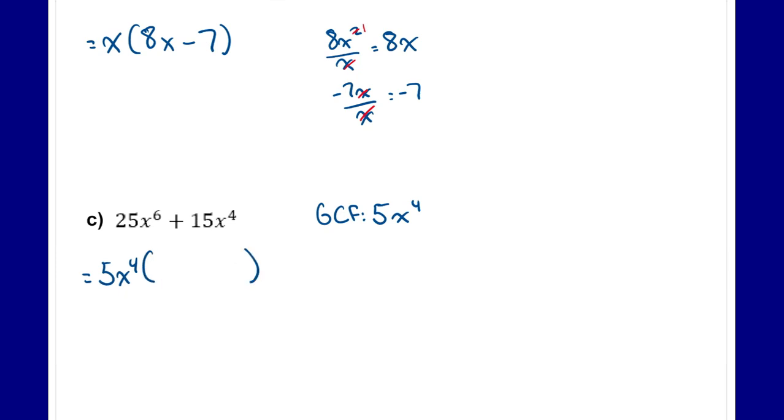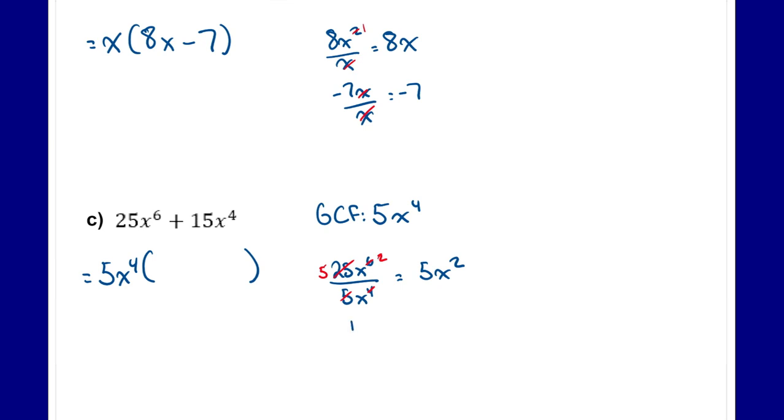On the inside is going to be whatever I have to multiply 5x to the power of 4 by to get these two terms. Again, if it helps, you can think of it the other way: 25x to the power of 6 divided by 5x to the power of 4. Let's think about what's left over. Well, the 25 and the 5 cancel out. We're left with 5 on top. Dividing exponents, 6 minus 4 leaves me with 2. So I have 5x squared.